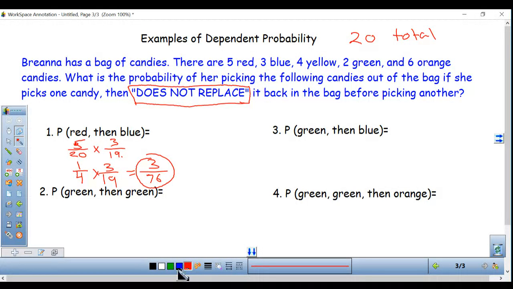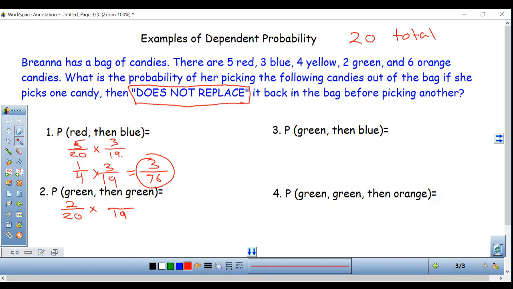Okay. Number 2, green and then green. So we're restarting the problem. We have all 20 candies back in the bag. What is the probability I grab a green candy? Well, there are 2 green candies out of 20 total candies, but we're pretending that we grabbed a green candy, we took it out of the bag. So how many total candies are left if I did not replace it? I took 1 out. So there are 19 candies left in the bag.